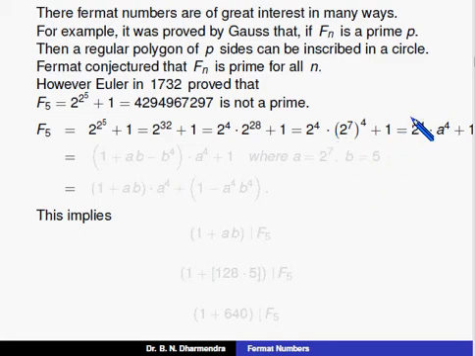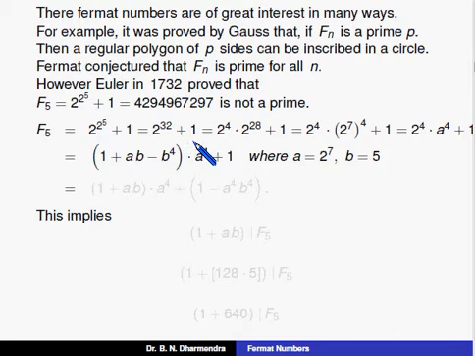The term of 2 to the power of 4 can be rewritten as 1 plus a into b minus b to the power of 4 into a to the power of 4 plus 1, where a is equal to 2 to the power of 7 and the value of b is equal to 5. Definitely when I substitute the a and b values, we will get 2 to the power of 4.